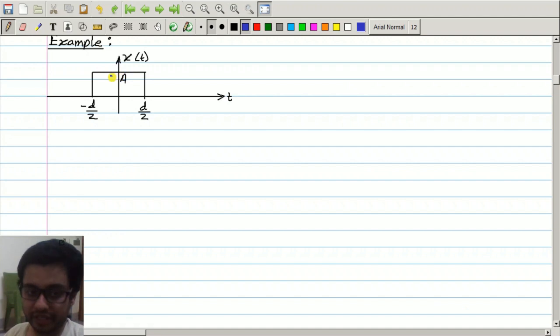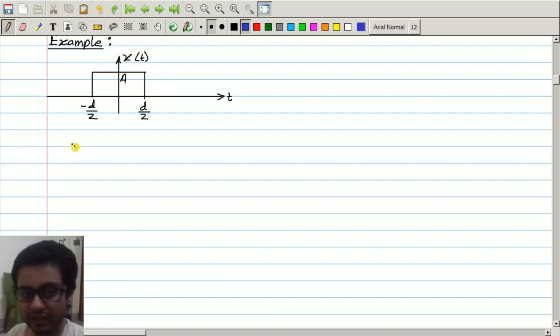Okay, so this is the time for an example. Consider this rectangular pulse x of t with height or amplitude a starting at t equal to minus d by 2 and stops at t equal to plus d by 2. The signal is aperiodic. It does not repeat itself. It is 0 ever before time minus d by 2 and it is also 0 ever after time plus d by 2. So it is not repeating at all.